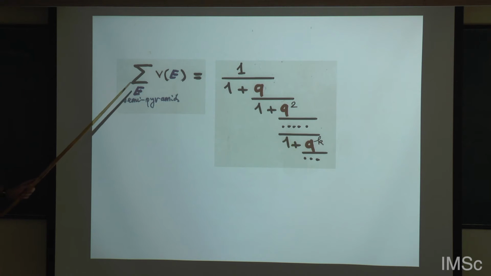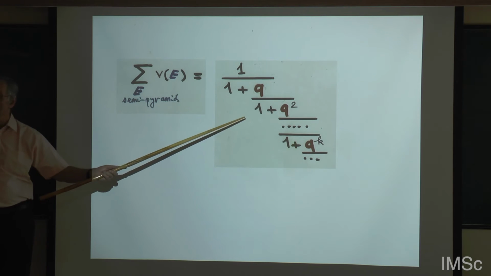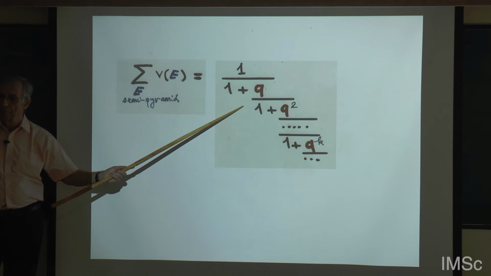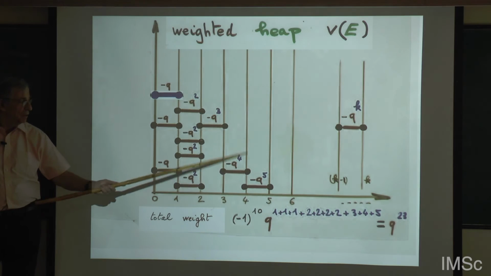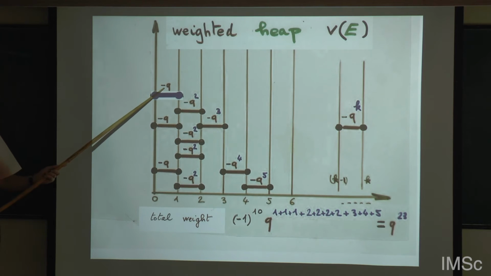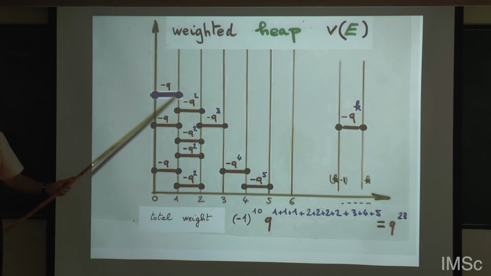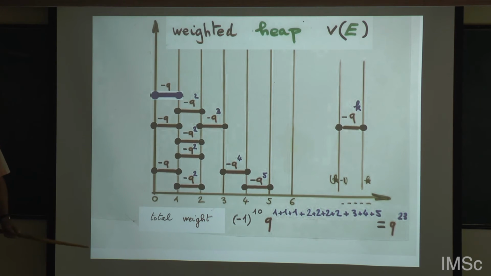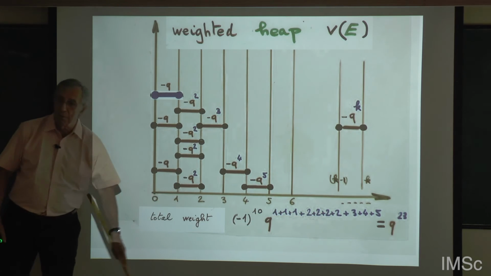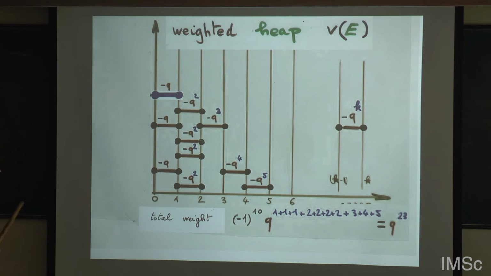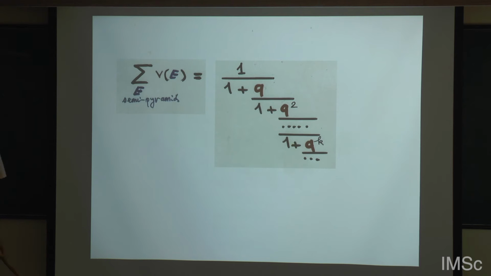Now I claim that the sum of the weight of all semi-pyramids of dimers is exactly the Ramanujan continued fraction. This is the generating function of this. The sum of all the formal weights is going to be exactly the Ramanujan continued fraction. So, proof.